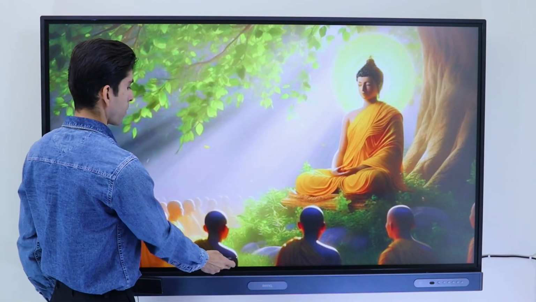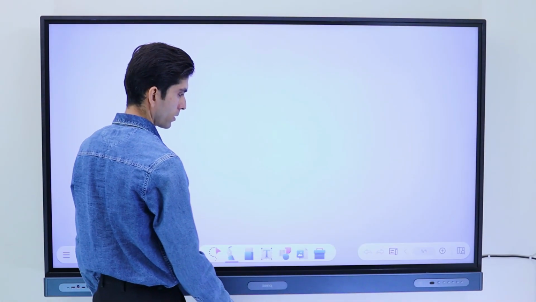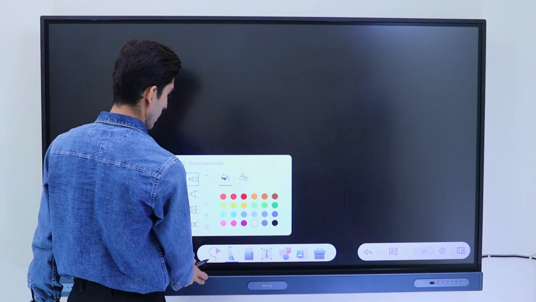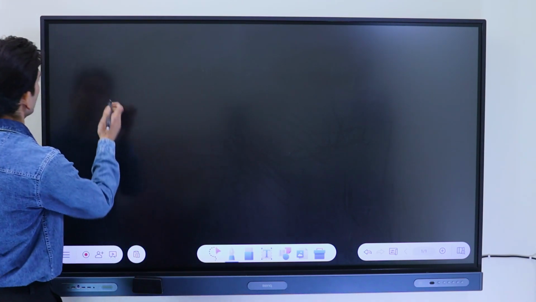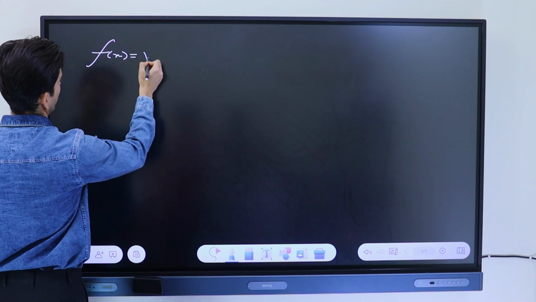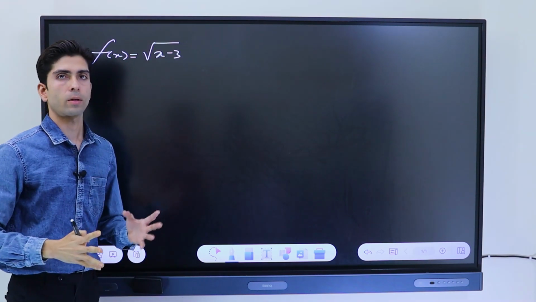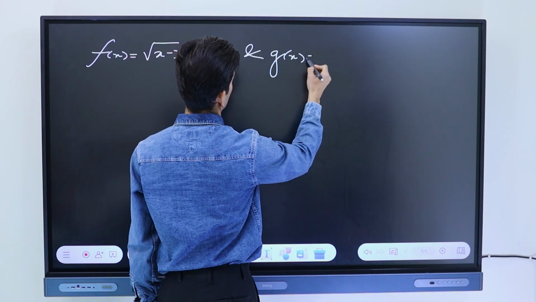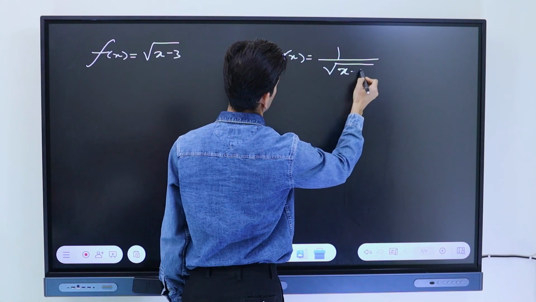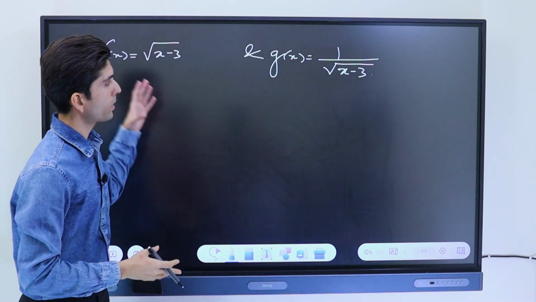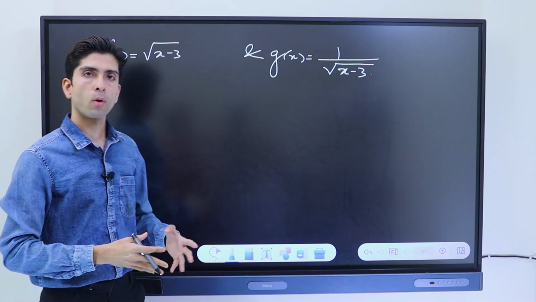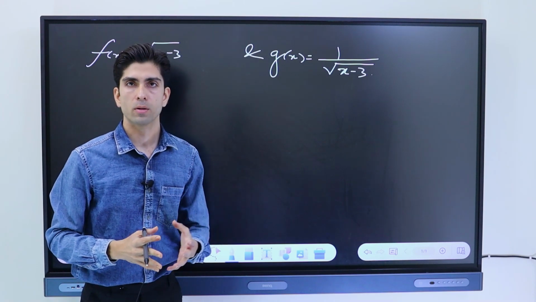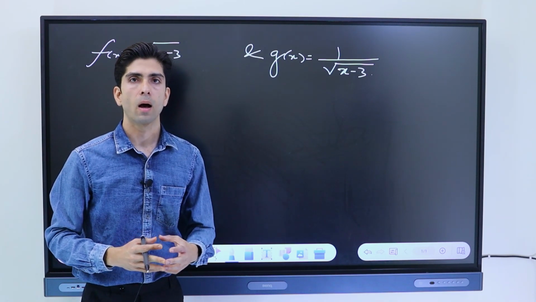For understanding domain, let's take a very basic, simple question for better understanding. Let's say we have a simple expression f(x) = square root of (x - 3), and at the same time let us take one more expression g(x) = 1 upon square root of (x - 3). Now we want to find the domain for both these expressions. As we all know, domain is the set of all the values of the variable in the functional expression for which the functional expression generates a meaningful output.